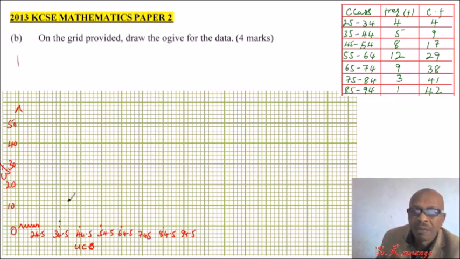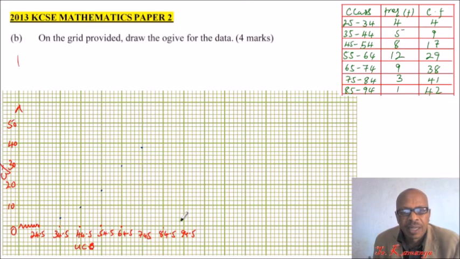We have 4. The cumulative frequency is 4. Then you can use a dot or a square. At 44.5, we have 9. Then at 54.5, we have 17. The next one is 29, the next one is 38, the next one is 41, and at 94.5 we have 42.